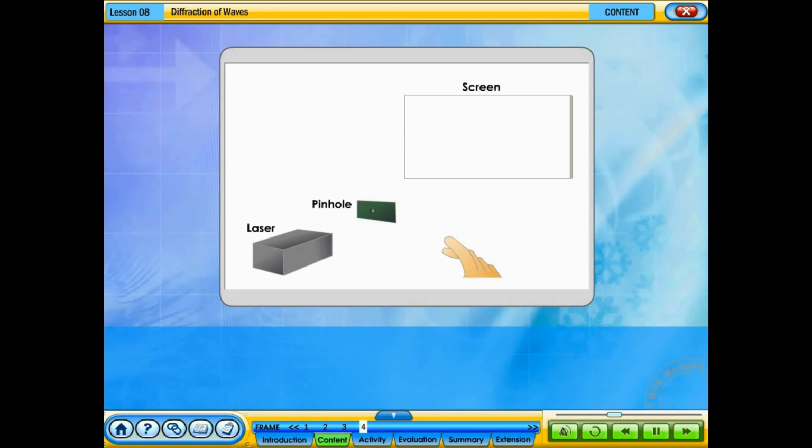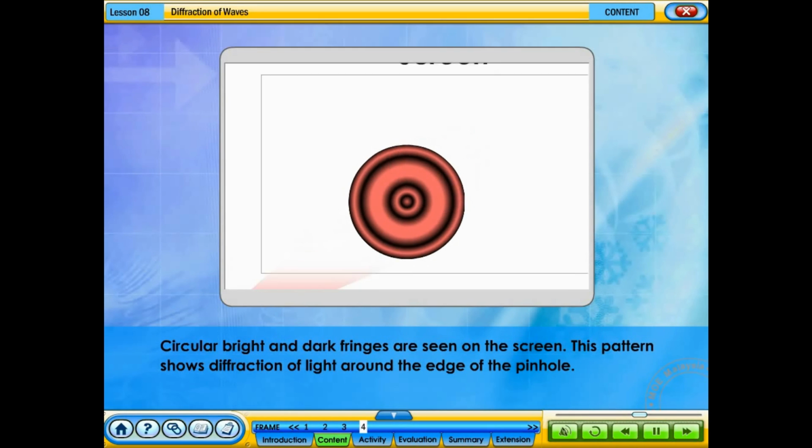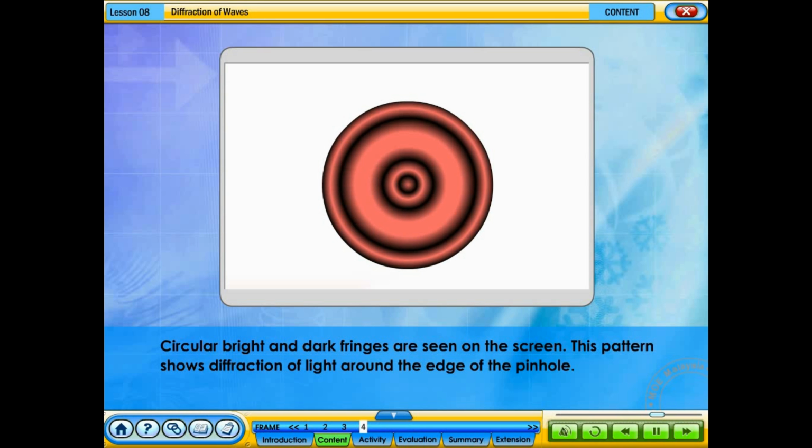The activity is repeated with a pinhole camera instead of the single narrow slit. What happens to the light as it passes through the pinhole? Circular bright and dark fringes are seen on the screen. This pattern shows diffraction of light around the edge of the pinhole.